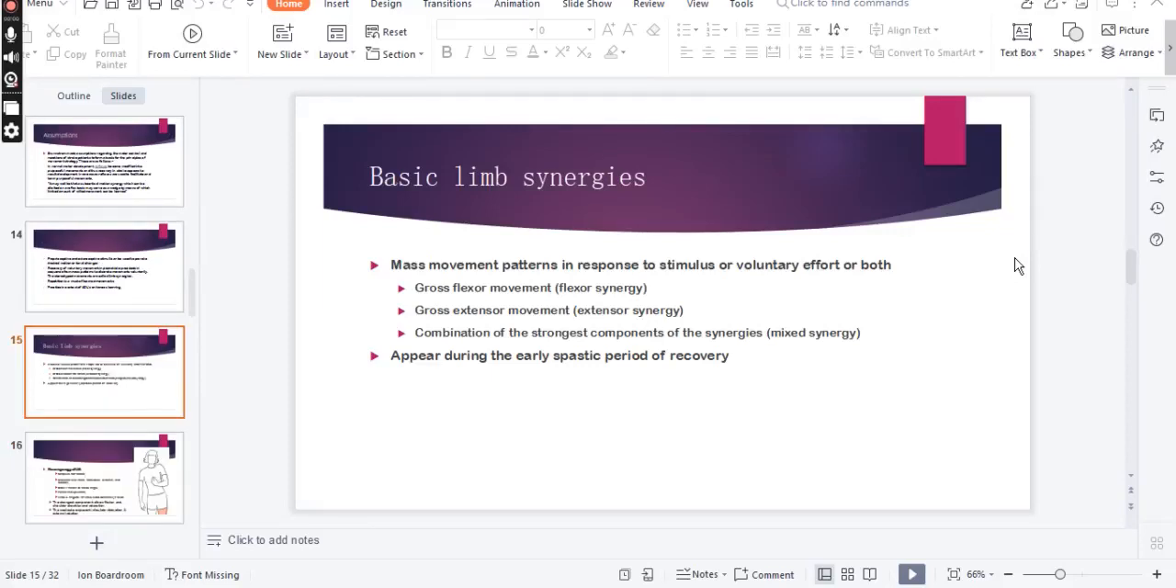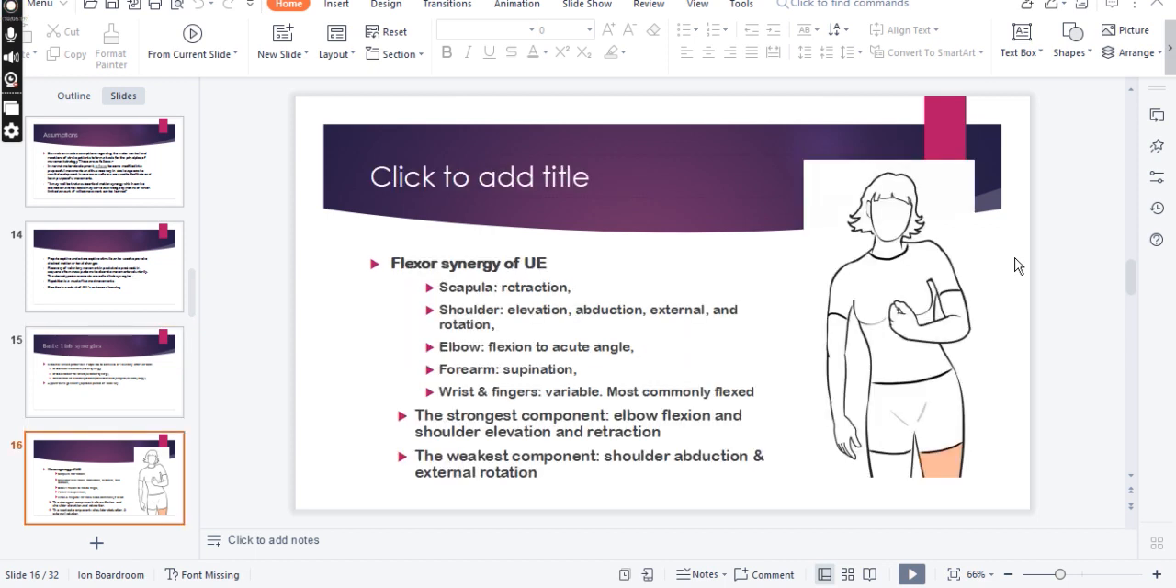We are going to discuss basic limb synergies. Mass movement patterns in response to stimulus or voluntary effort. They can be flexor, extensor, and mixed. Flexor synergies of upper extremity.